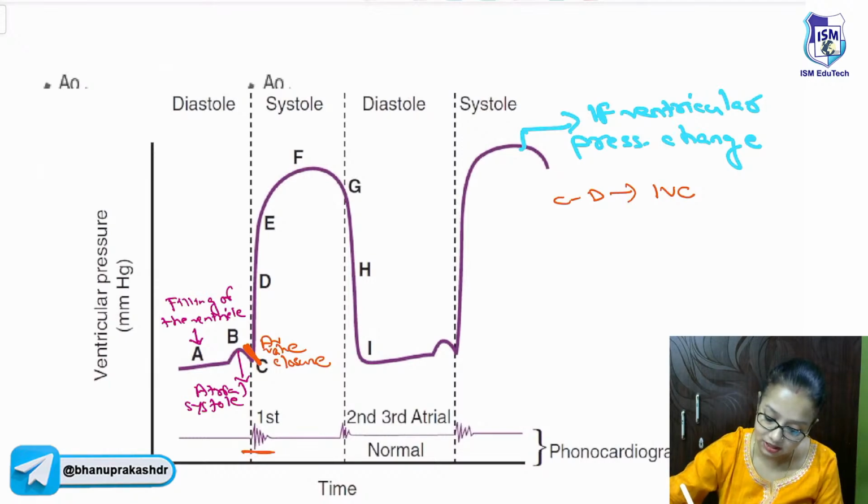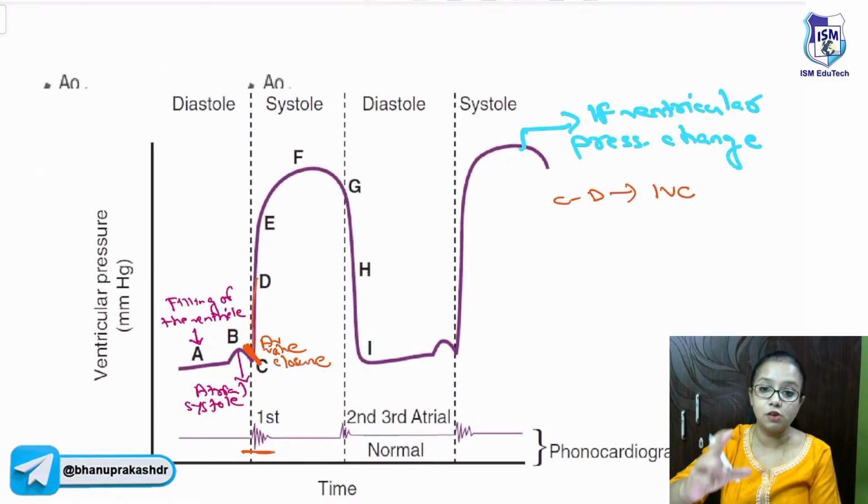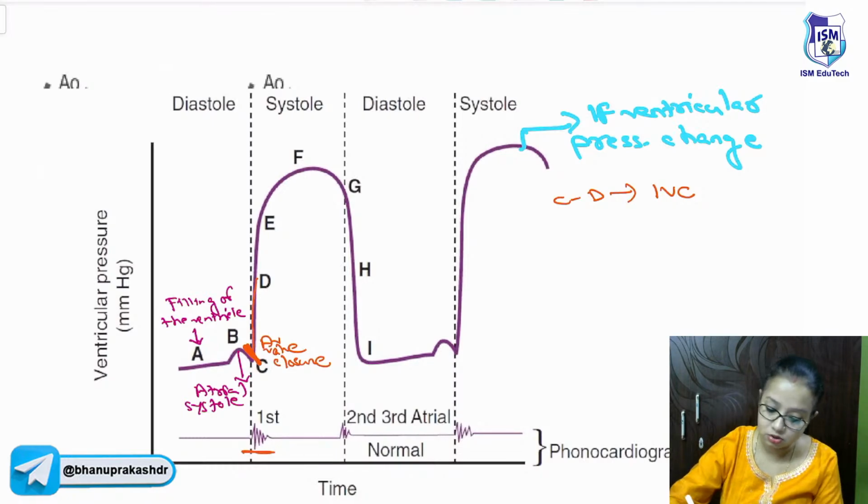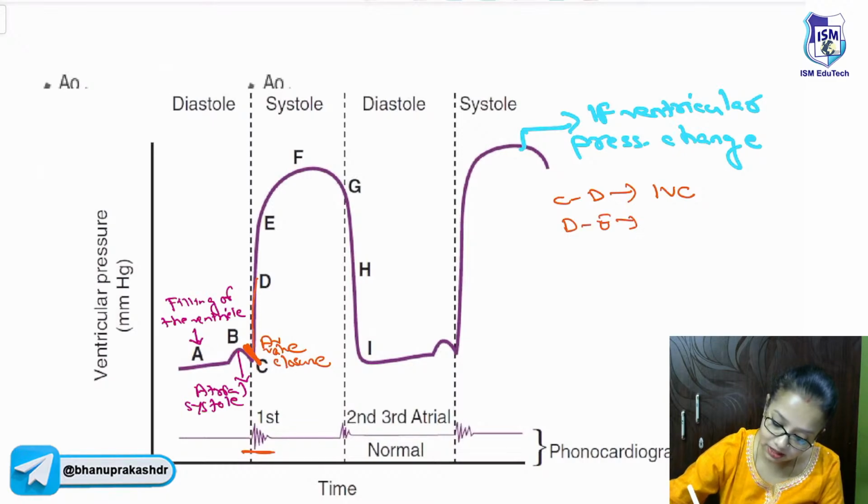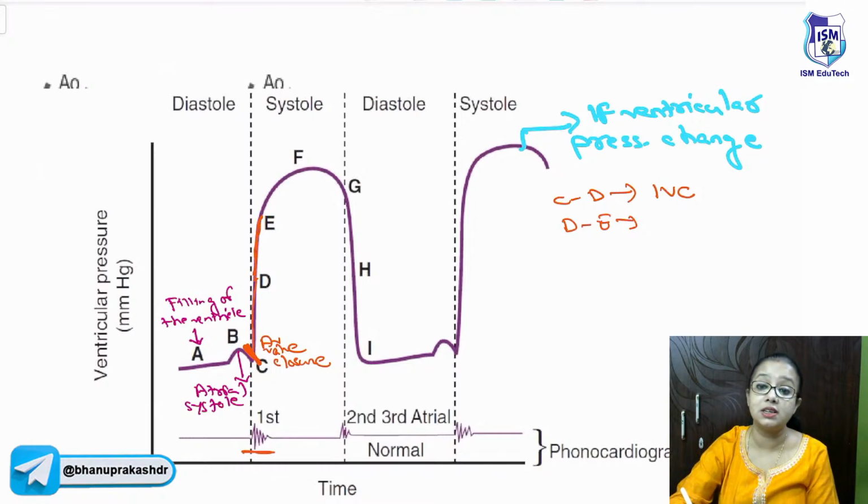Here the pressure in the left ventricle increases, though there is no change in the volume of the blood present in the ventricle. So here first the pressure change happens and the pressure in the left ventricle increases. Again from D to E, the gradual increase in the pressure in the left ventricle continues.